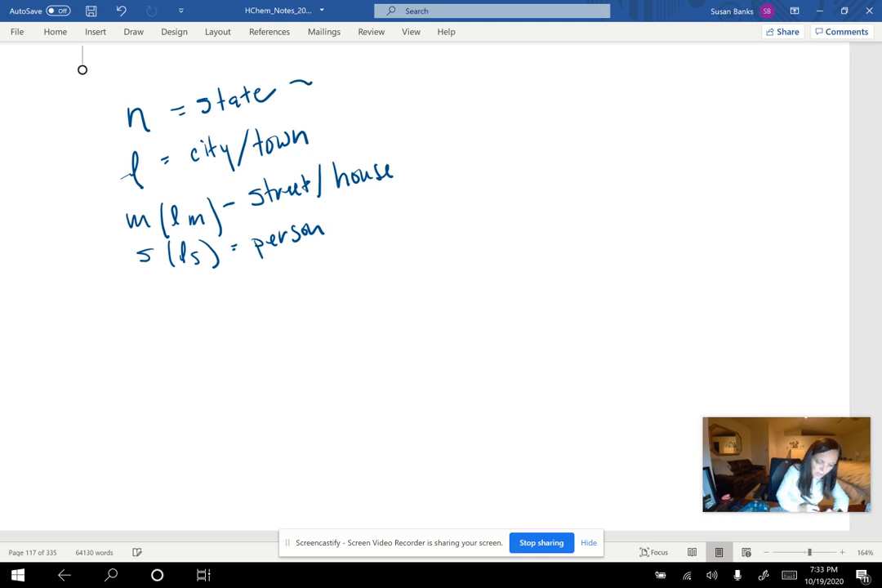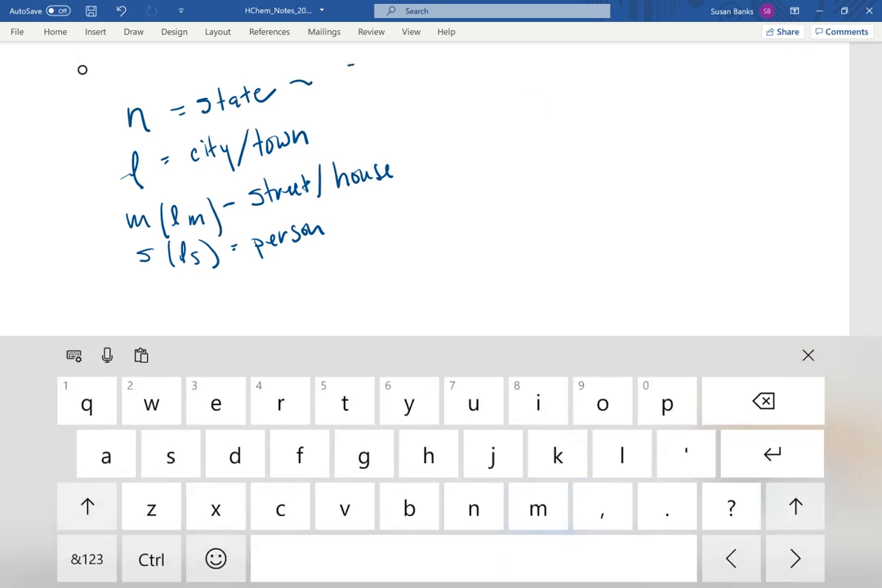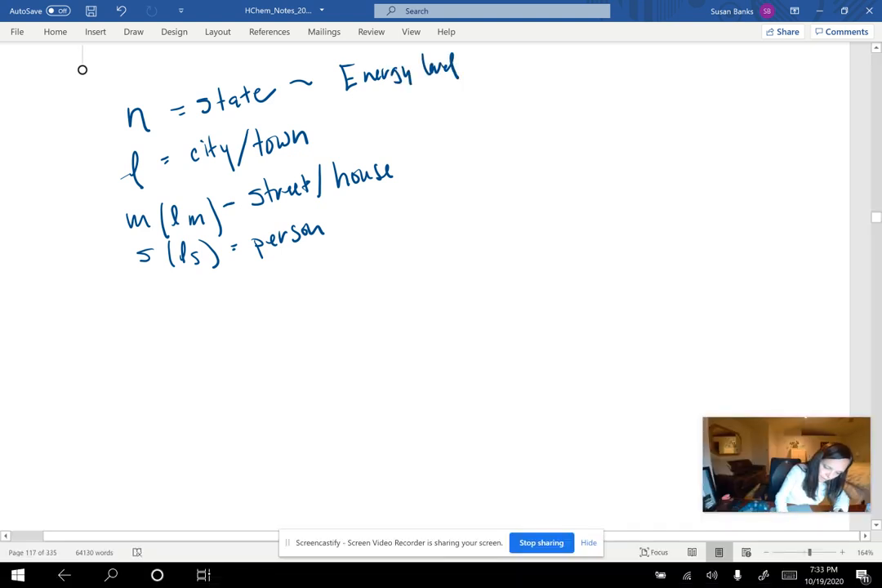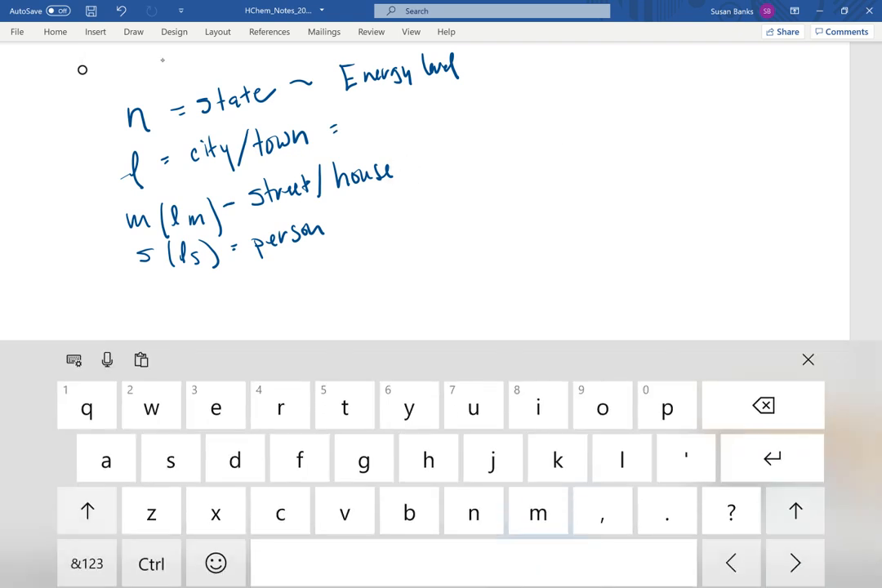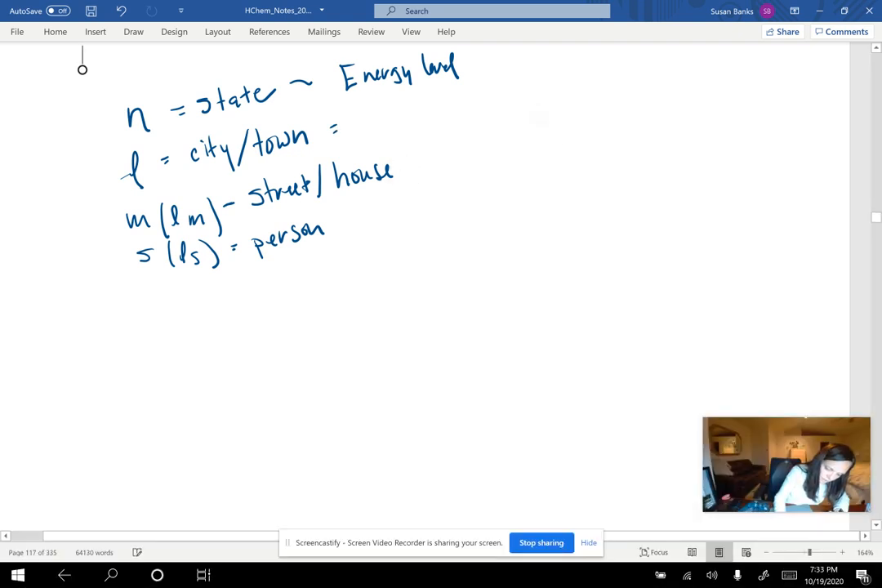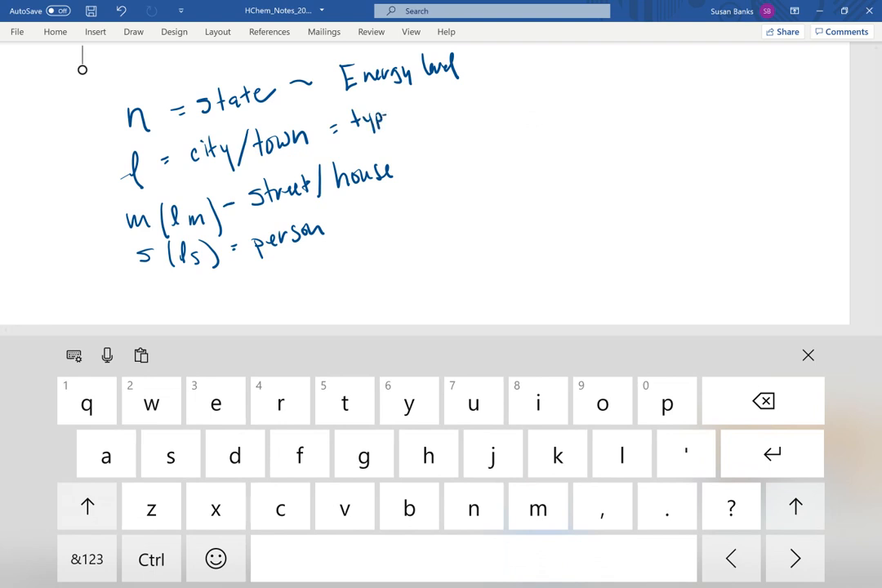She's going crazy. So in this analogy, this is going to be our energy level. This is going to be our type of orbital. This is going to be the actual orbital. And this is going to be the spin of the electron.